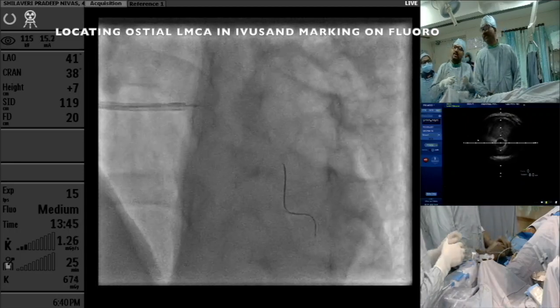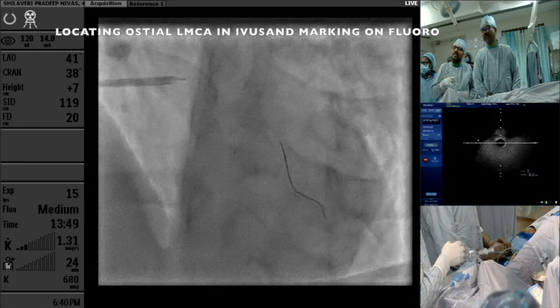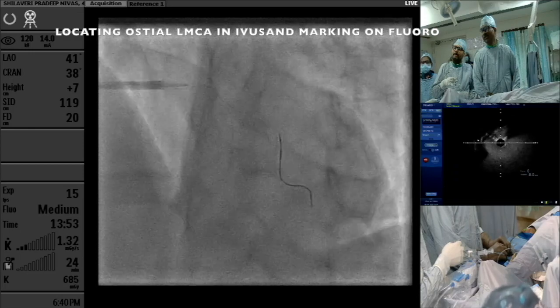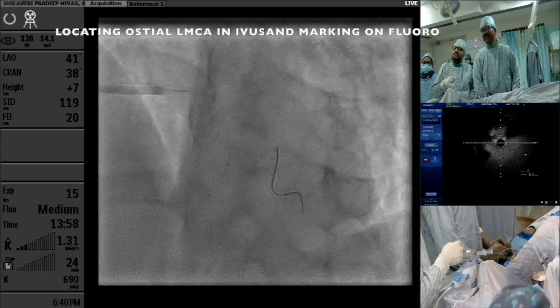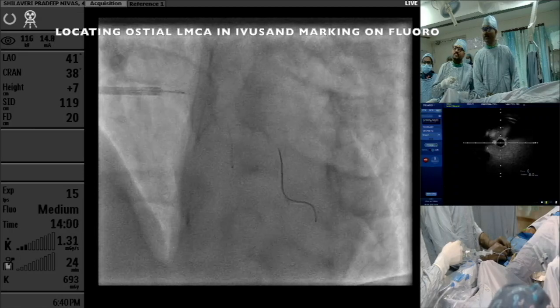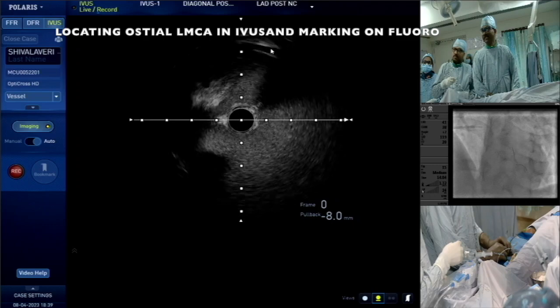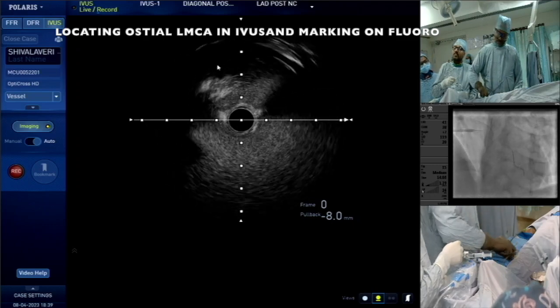See, whenever image is not good, you have to keep injecting normal saline. And the guide, right? Okay. See, you can see here, 3 to 6 o'clock, that is aorta, right? And you can see at 6 to 2 o'clock, that is LMCA ostium, right? So this is the right place where I have to land.